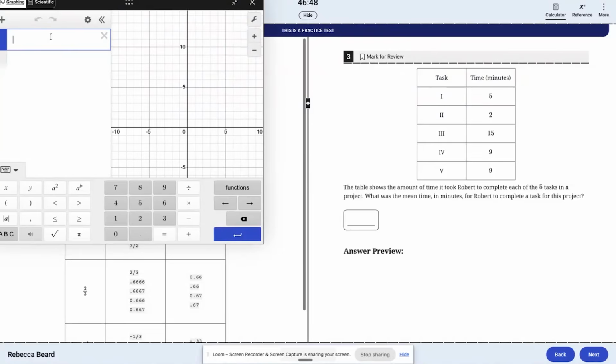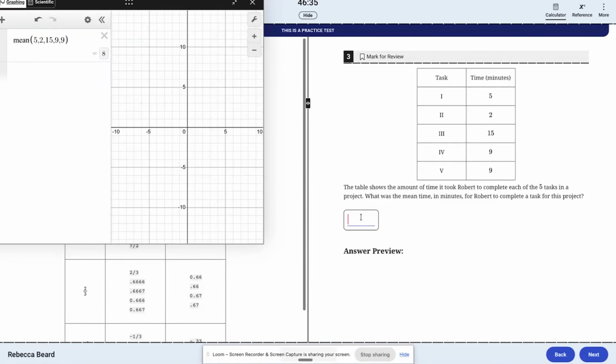So all you have to do on number 3 is you are finding the mean time. You just type it in parentheses and go 5, 2, 15, 9, 9. And then the answer is 8, and you get to move on.